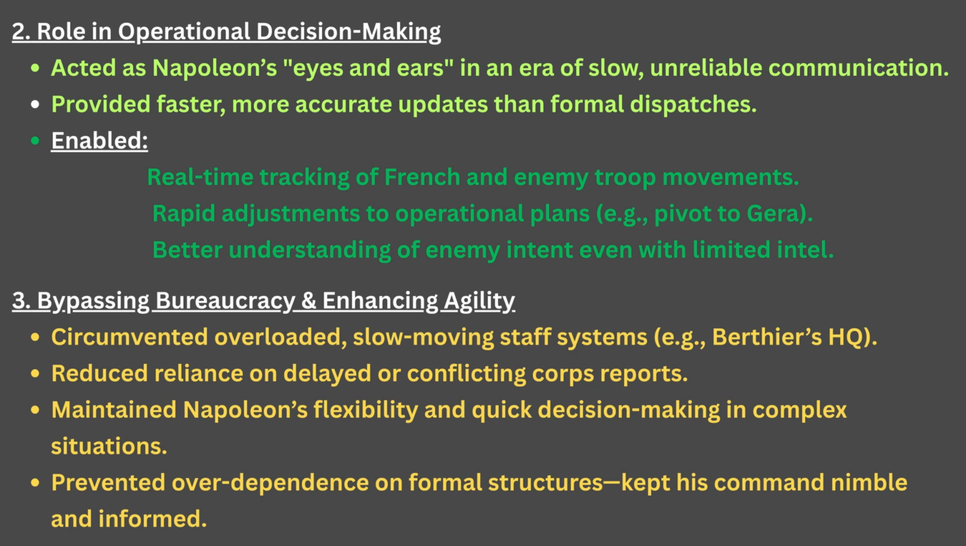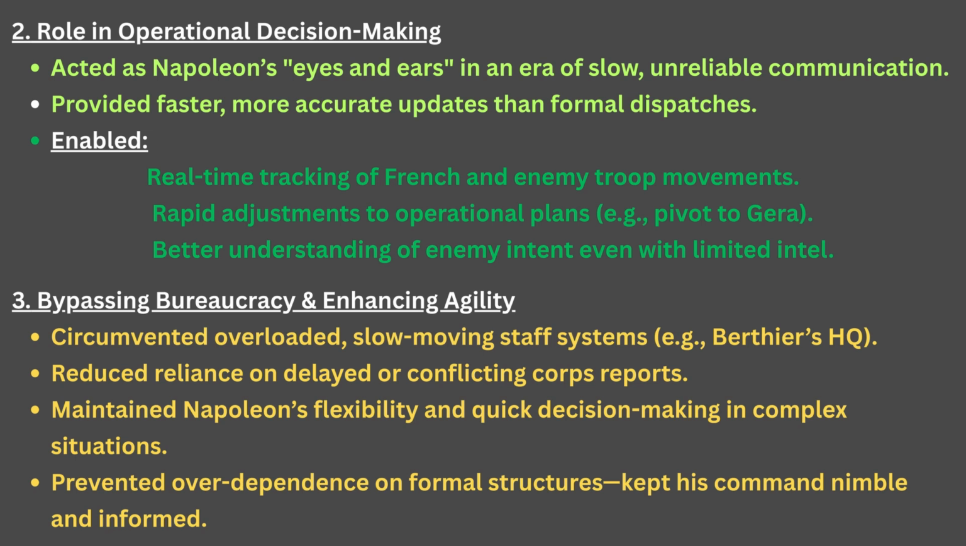3. Bypassing bureaucracy and enhancing agility. Here's the real genius of this network. It helped Napoleon bypass the overloaded formal system, especially when staff headquarters were behind the curve, or corps reports were delayed, conflicting, or incomplete. This kept Napoleon's command fast, flexible, and responsive, even during complex multi-corps operations. Instead of being locked into slow decision cycles, he stayed nimble. He trusted real people on the ground, not just reports and paperwork.